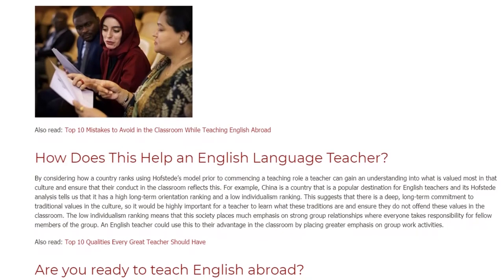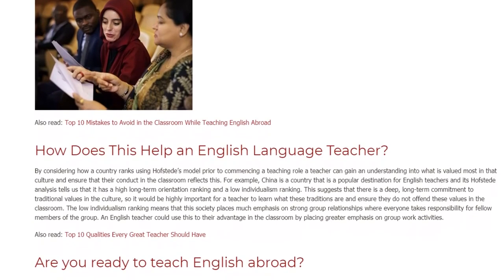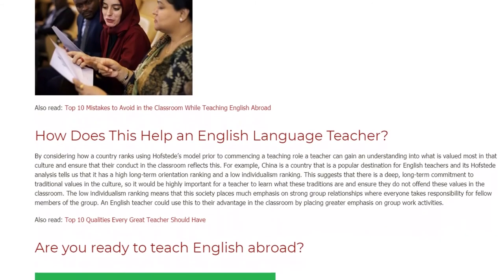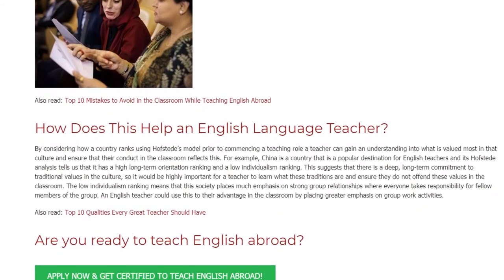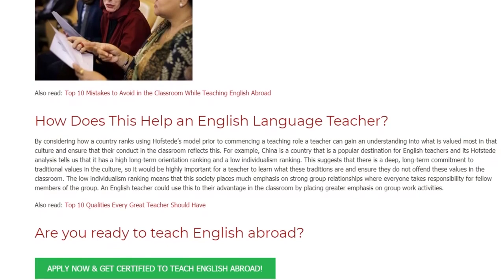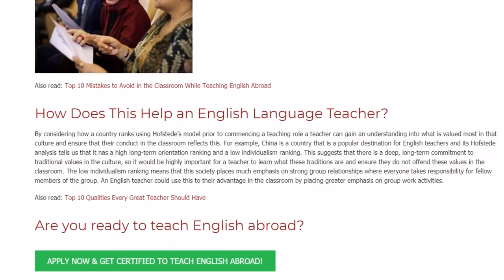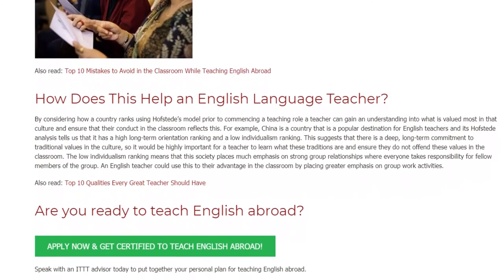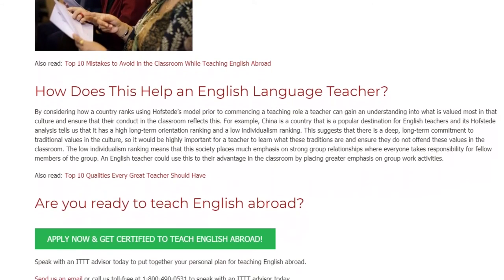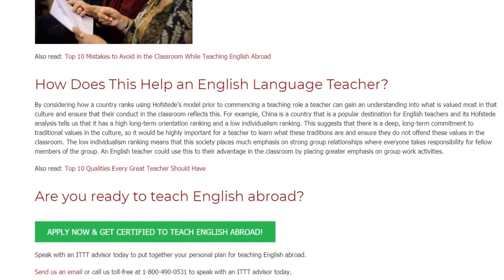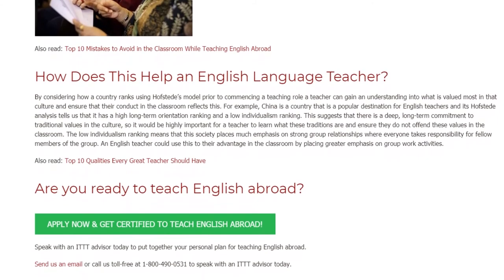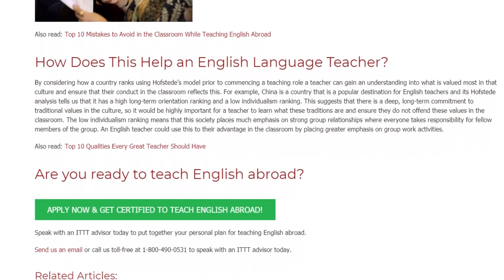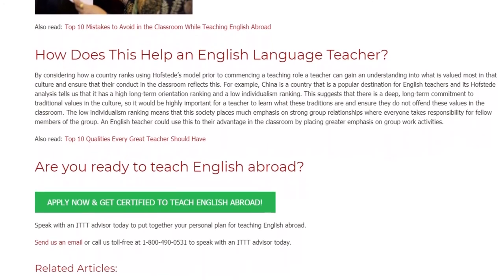This suggests that there is a deep, long-term commitment to traditional values in the culture, so it would be highly important for a teacher to learn what these traditions are and ensure they do not offend these values in the classroom. The low individualism ranking means that this society places much emphasis on strong group relationships, where everyone takes responsibility for fellow members of the group. An English teacher could use this to their advantage in the classroom by placing greater emphasis on group work activities.